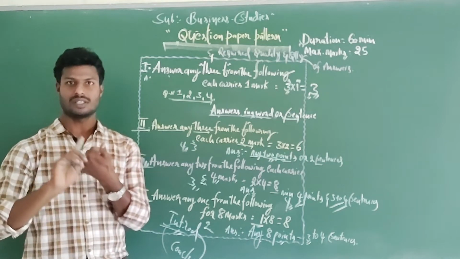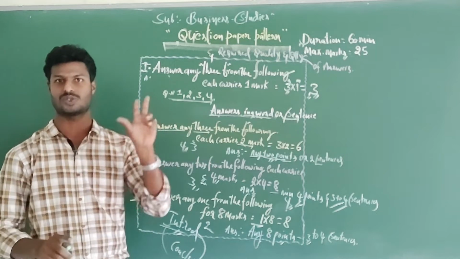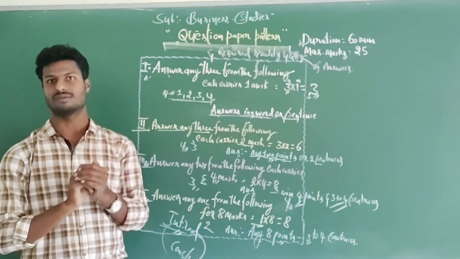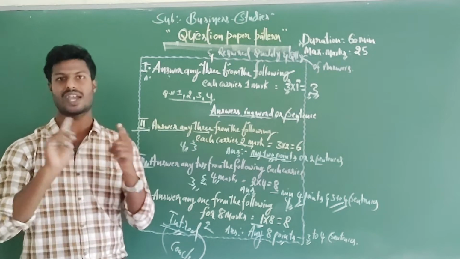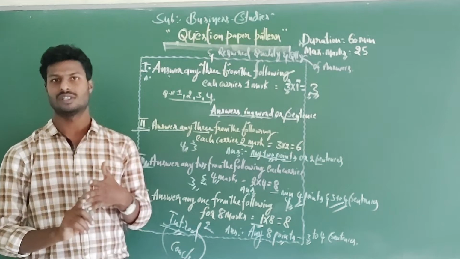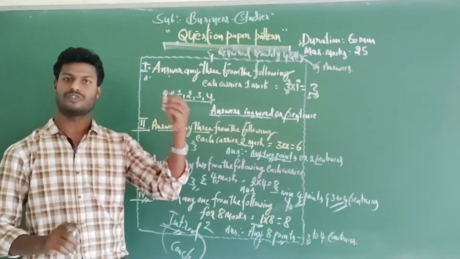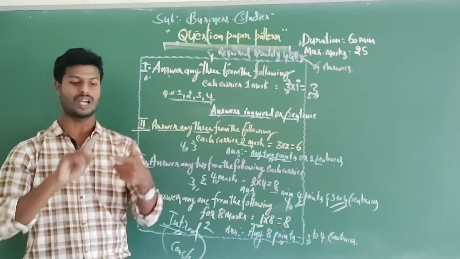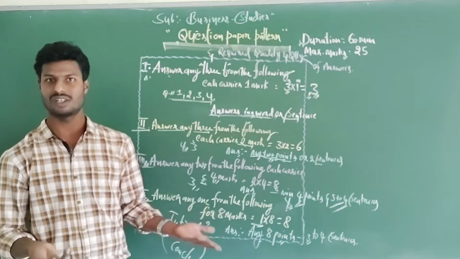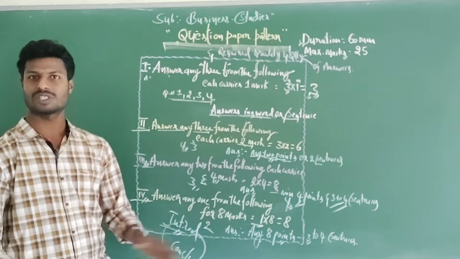Firstly, industry is classified into 3 types: primary industry, secondary industry, tertiary industry. Again, under primary industries, genetic and extraction. Under secondary industry, manufacturing and construction. Tertiary industry is nothing but service industries. Under secondary industry, the first one is manufacturing. Under manufacturing, analytical, synthetic, processing and assembling. So here we got more than 8 points for the question types of industries.